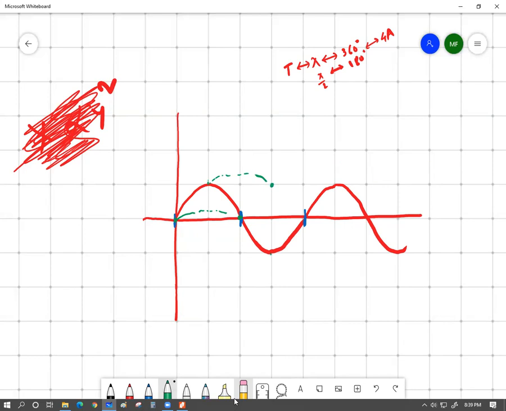Same goes for the trough. This would be lambda by 2 spaced somewhere over. So this point would come over here. This point would come over there. And this point would come over there. Basically, I'm shifting the wave by 180 degrees. Now, you might wonder that a 180 degree phase shift actually means that all the crests become troughs and the troughs become crests. That's perfectly all right. That's totally true. Because 180 degree phase shift basically means that everything will simply get inverted.